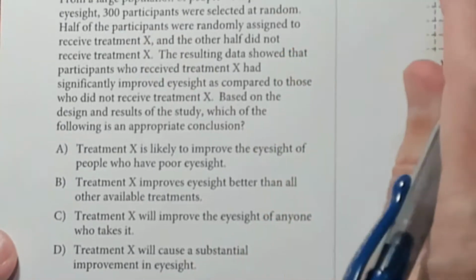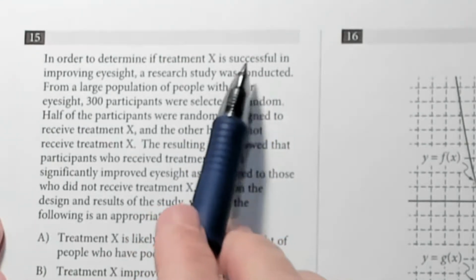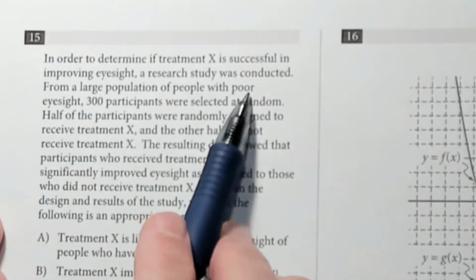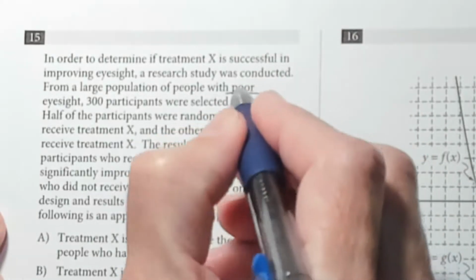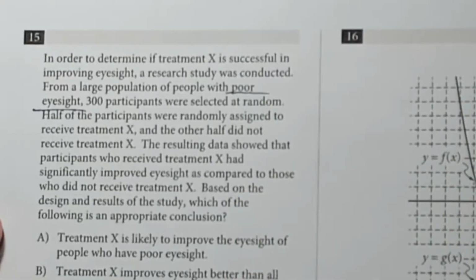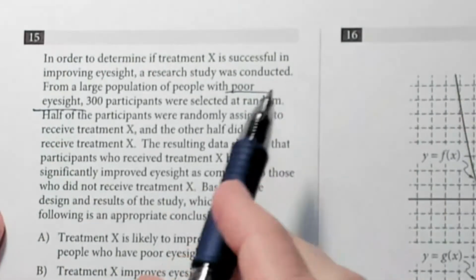So we've got a study. I'm going to do this now. This is number 15. We got successful at improving eyesight. A large population of people with poor eyesight. This is the definition of our population. So you've got to be careful in that. Make sure you've got a defined population, and we do in this particular case.